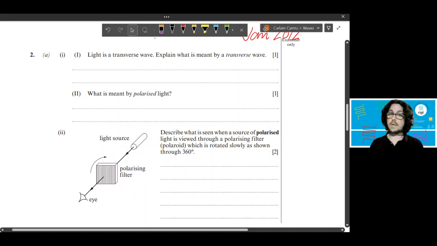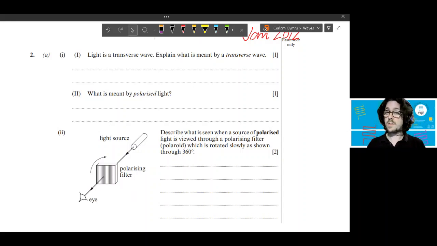light is a transverse wave. Explain what is meant by a transverse wave. I'm not going to do that because we've just done it. What is meant by polarized light? Again, another definition which you just need to learn. It's where light is only oscillating in one direction.